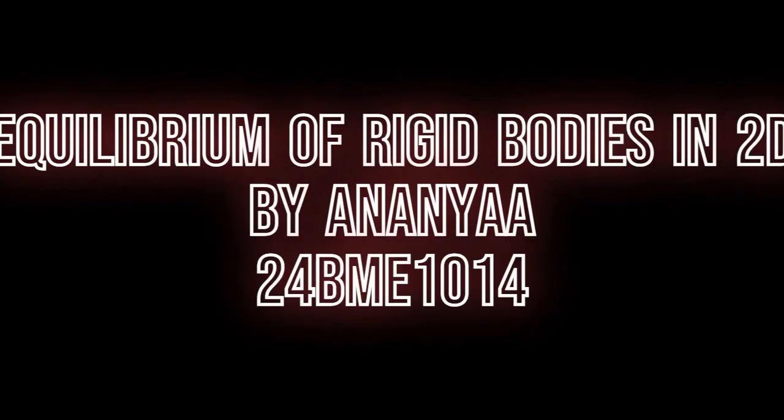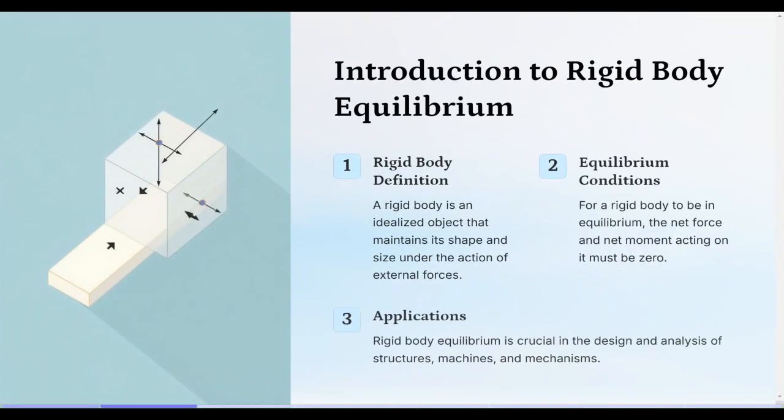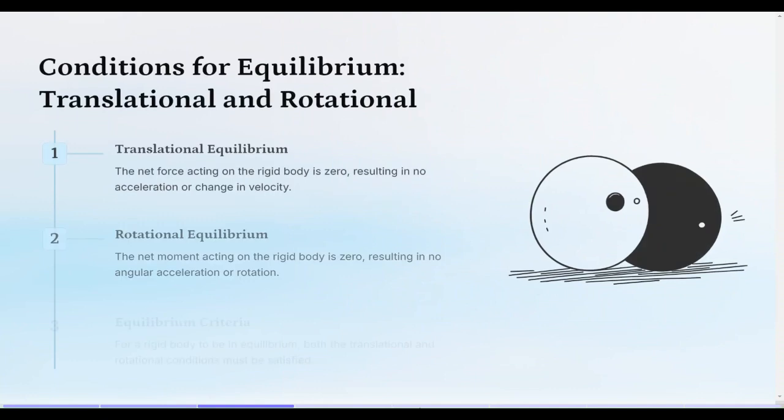Hey everyone, today we are discussing the equilibrium of rigid bodies in two dimensions. A rigid body is an object that doesn't deform under force, for example, a ladder or a beam. Understanding equilibrium is crucial in engineering and physics to ensure structures remain stable. Equilibrium means the body is at rest or moving at constant velocity.